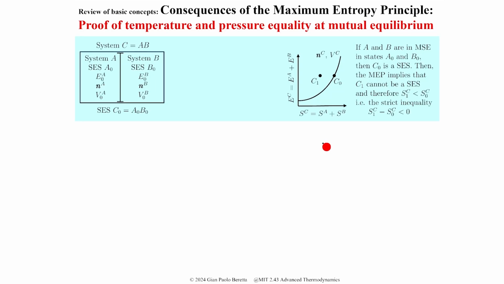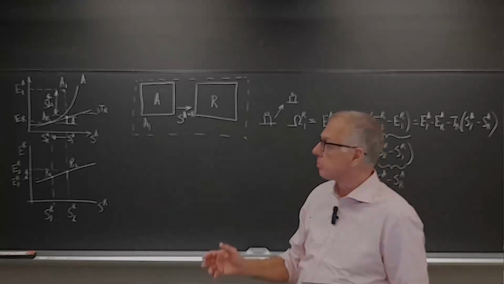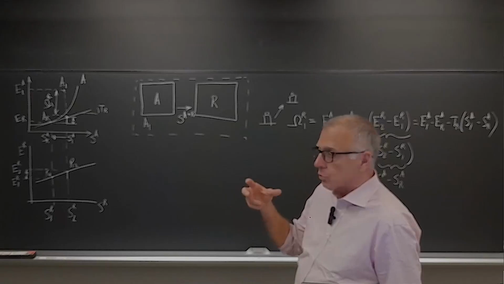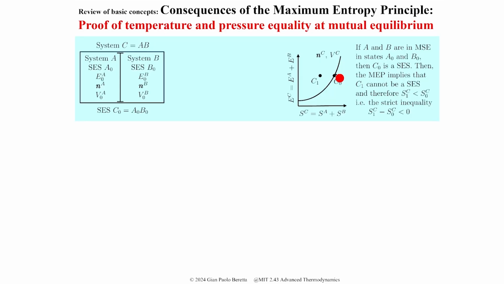So how does the proof work? You say, all right, let's start from two systems, A and B, that are in mutual equilibrium. Therefore, the composite system C, this is the E versus S diagram of the composite system of the two. So the composite system is on the stable equilibrium state curve, because by definition of mutual equilibrium, the composite is in stable equilibrium.